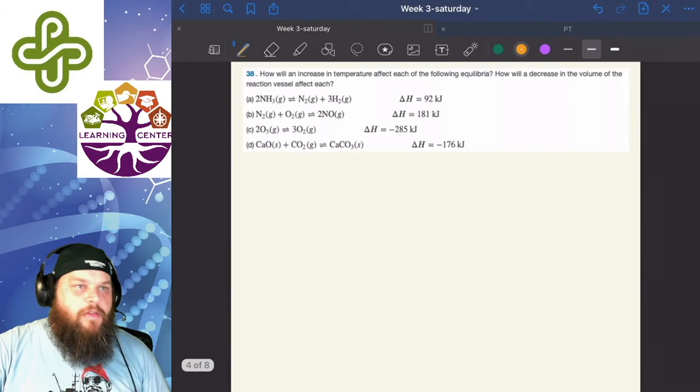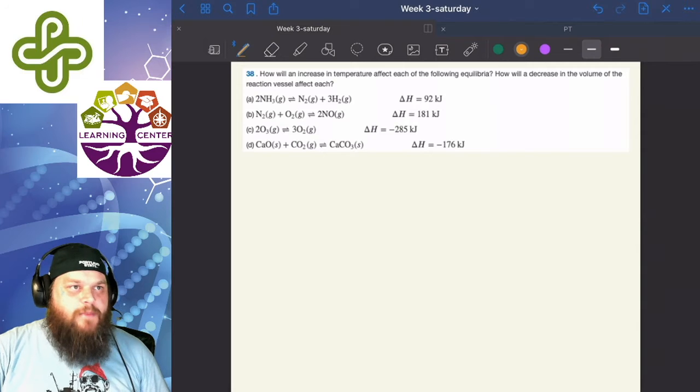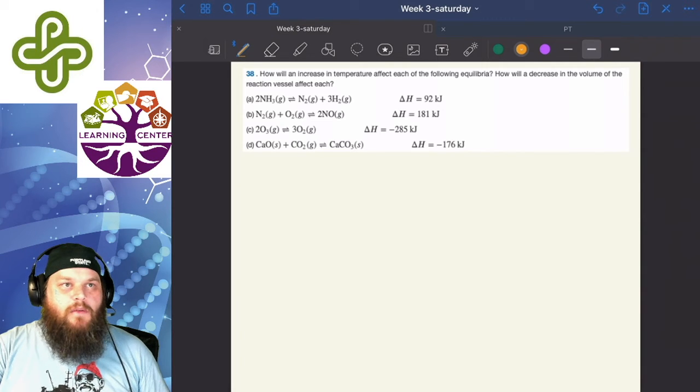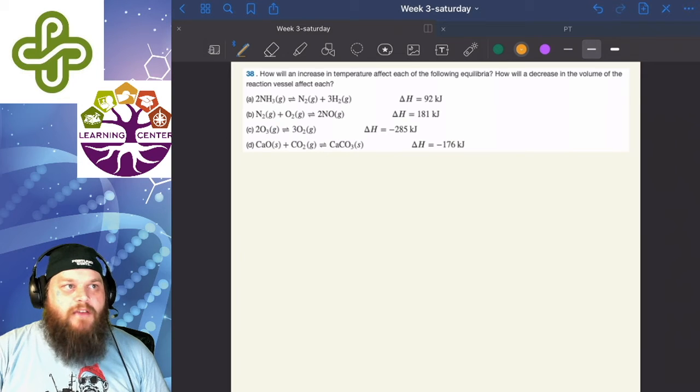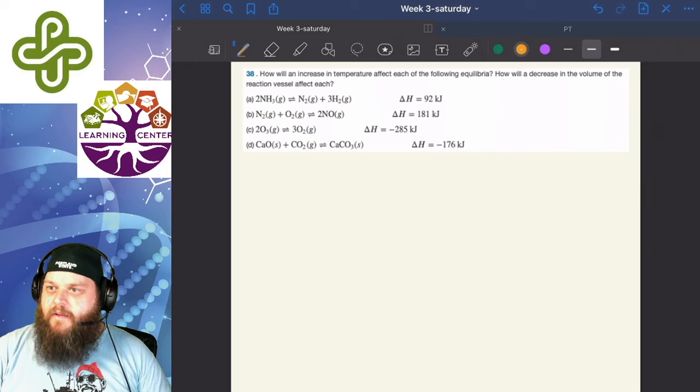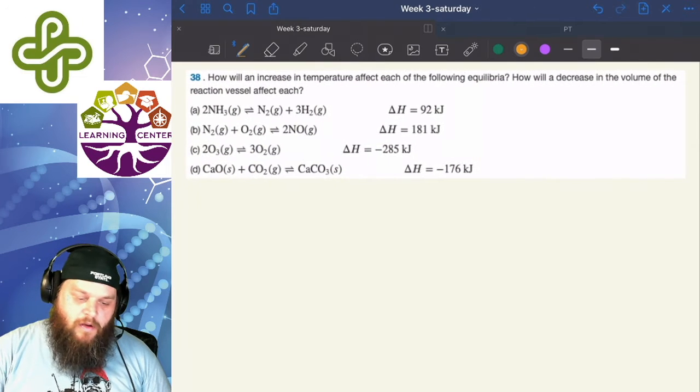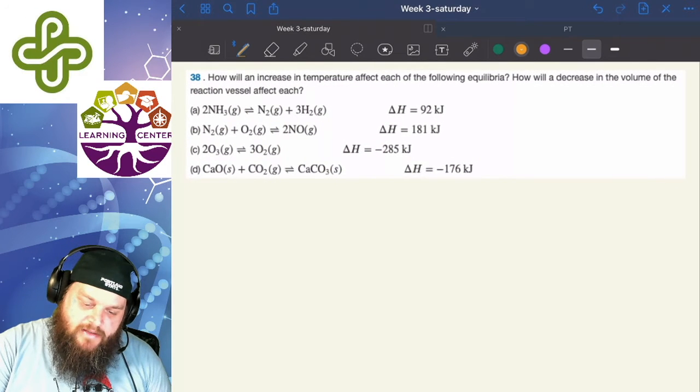Looking at number 38 now. How will an increase in temperature affect the following equilibria? And they also want to know, how will a decrease in volume of the reaction vessel affect each? So this goes back to part of what we talked about last time, but now we're looking at 4 different reactions, and they're giving us changes in enthalpy for each of them.